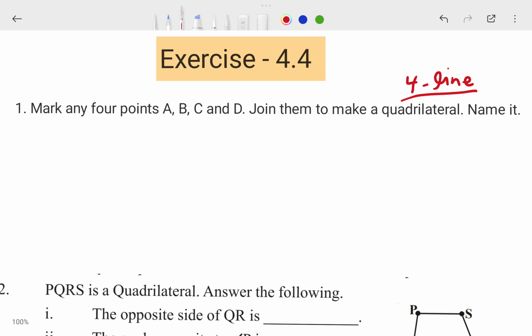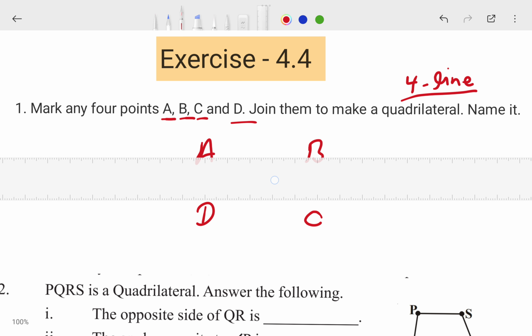So here we have 4 points, A, B, C and D, and now we have to join these 4 points. How can we join them? It is easy. Just write point A here, then write B here, then write C here, and D here. Okay, you have written it like that. So now we can join them. Let's join them.